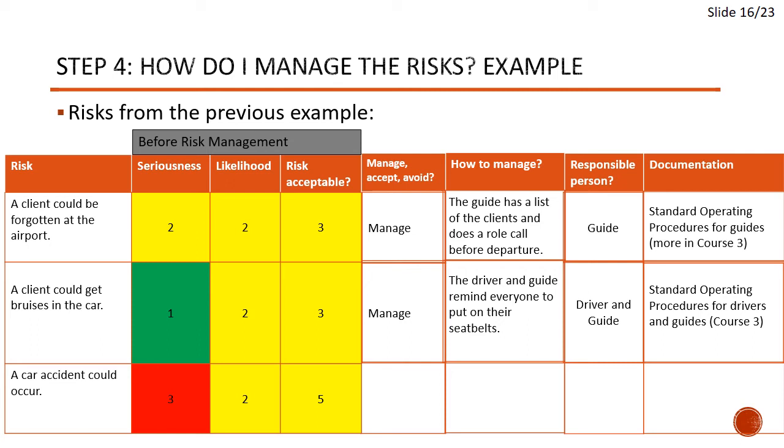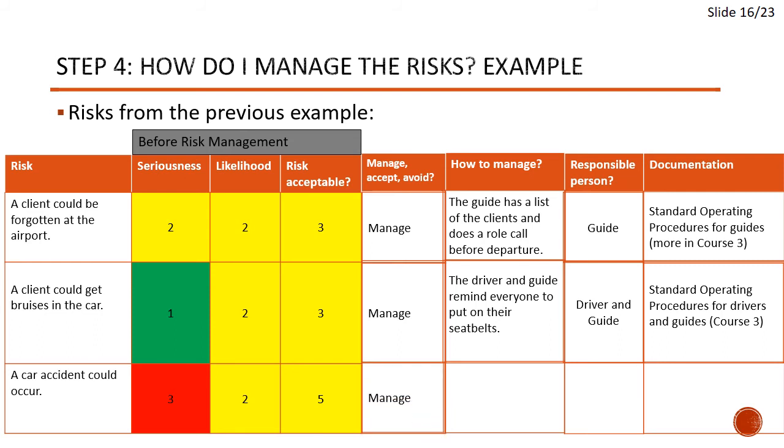A car accident could occur. This is the most serious risk from the examples. We don't simply want to accept it because there are many rules that we can put in place to reduce the likelihood and seriousness of the risk. Plus, our insurance won't tolerate cars crashing over and over again. We also can't avoid the risk because avoiding the risk of a car accident means we could not drive cars anymore. So we try to manage it.